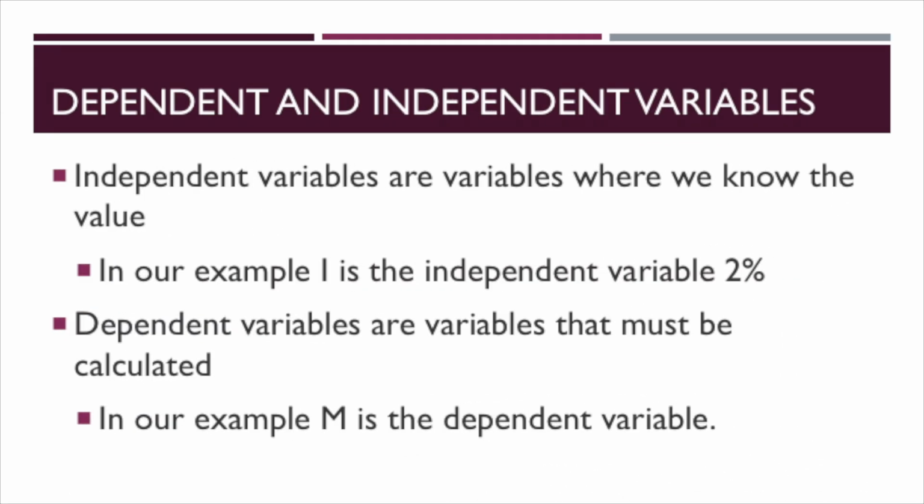So in that previous example, you'll notice we had 2 variables, the letter M and the letter I. M was the money you ended up with, and I was the interest rate. This introduces the concept of dependent and independent variables. Independent variables are variables where we know the value or they're not calculated based upon something else. So in this example, I is the independent variable, and it's 2%. Dependent variables are variables that we have to calculate based upon everything else. So in this example, M is our dependent variable because M is going to change based upon what the value of the letter I is.